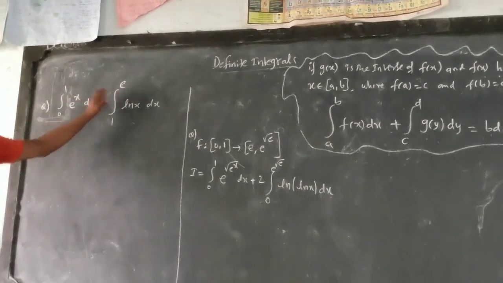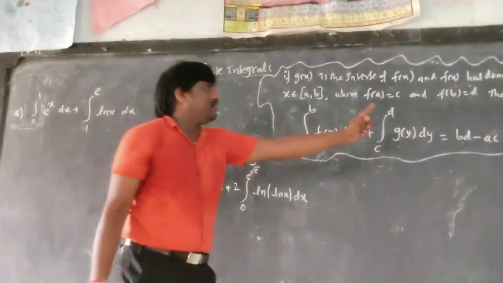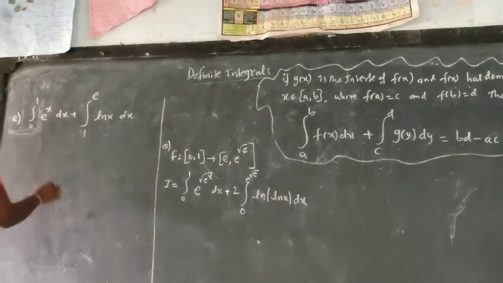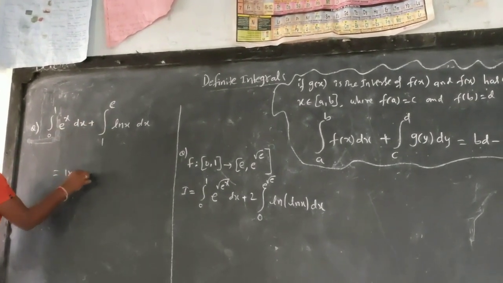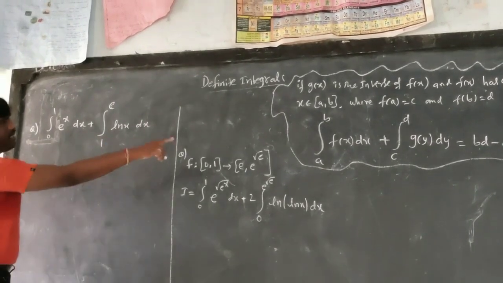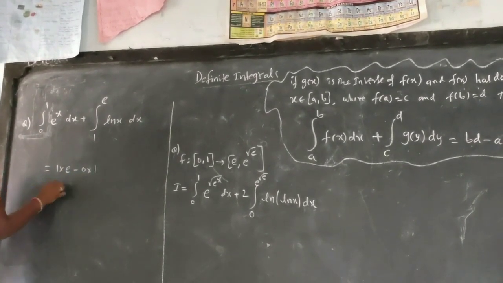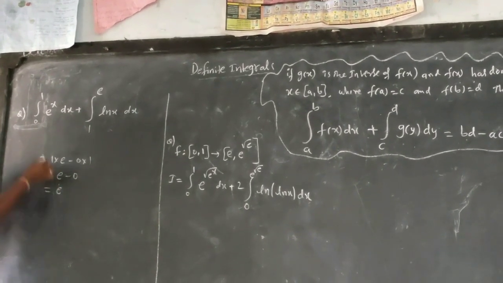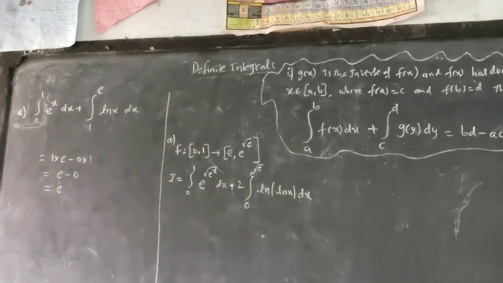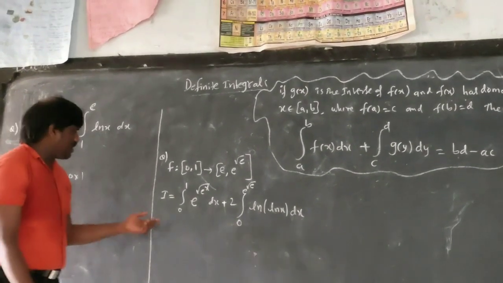So if you have a situation like this, we can write the answer directly as BD minus AC. Now tell me what is BD here? 1 into e. BD minus AC, AC is 0 into 1. So the answer is 1 into e minus 0, that is equal to e. e is the answer. So no need to do simplification for this. Let us see one more question here.